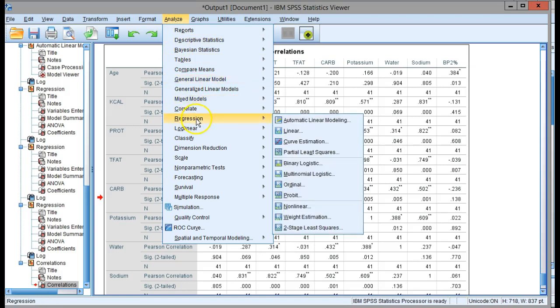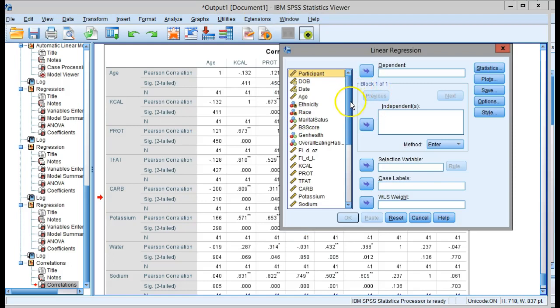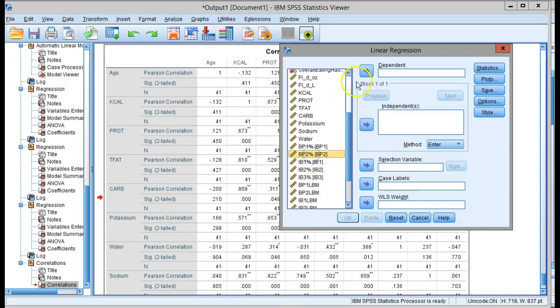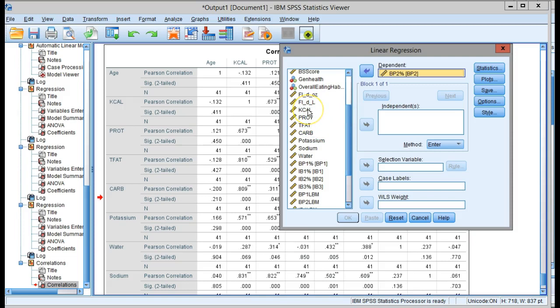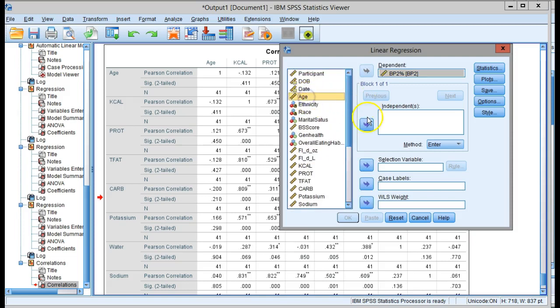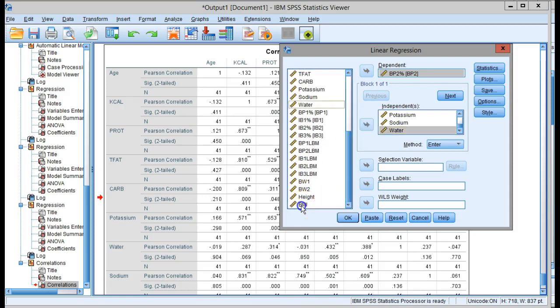by going to analyze. So you go and run your linear regression normally. So my dependent variable would be the body fat percentage. That's the one I want to predict with my independent variables. And let's say I'm including age, I'm including kilocalories, protein. I know that total fat was highly correlated with kilocalories, but I'm including this here so we can take a look at those VIF values. Let me just include everything that I have here for diet. Potassium, I have water, and I'm also including BMI.